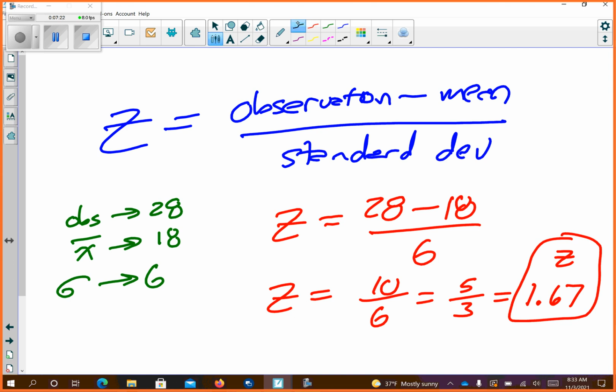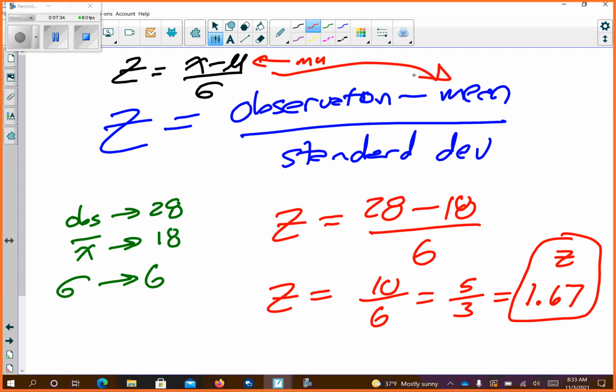The general equation, if you don't want to use that, will often look like this. Okay, this is the Greek letter mu. Mu is for mean. This is the standard deviation, and obviously this x here would be our observed score.